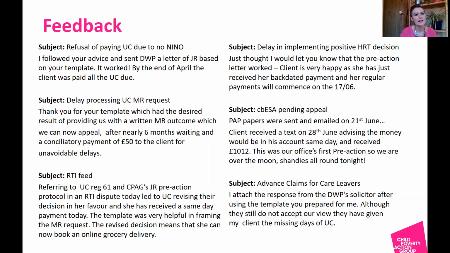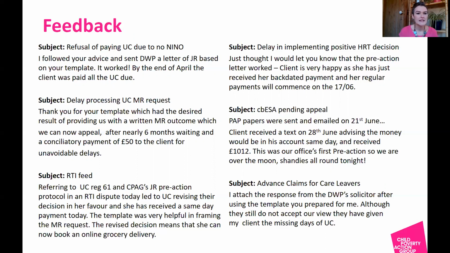So here's some feedback on different issues that we have prepared templates on, which are all available on the website, which again, there'll be another session on how to use the website, how to access our resources and how to use those resources. So first off, similar to the one we've just looked at, refusal to pay universal credit because there was no national insurance number, but somebody who'd done it on their own behalf, or not on their own behalf, but on behalf of their client, not with CPAG.